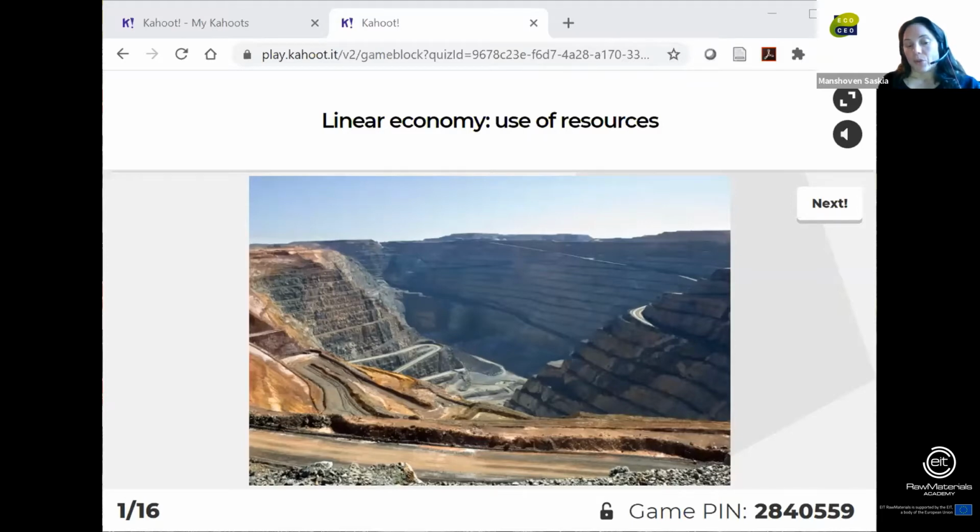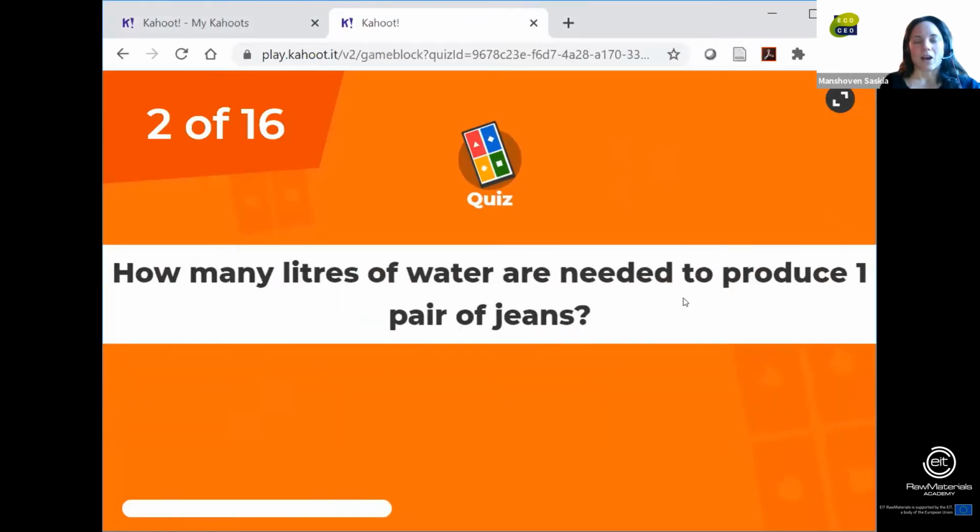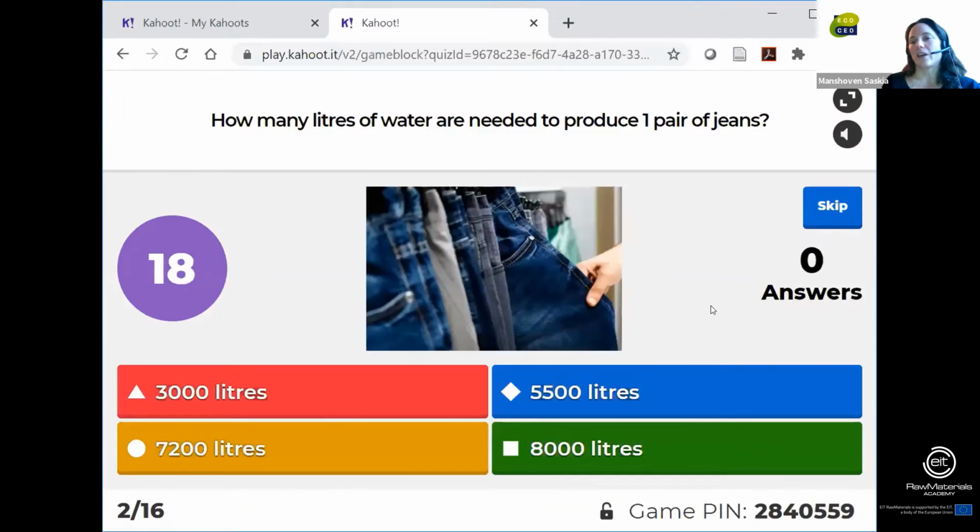We do not only use a lot of materials, we also use a lot of water. And that's what the first question will be about. How many liters of water do you think are needed to produce one pair of jeans? Is this 3,000 liters, 5,500 liters, 7,200 liters, or 8,000 liters? You just see these different colors on your smartphone and you tick the right spot.